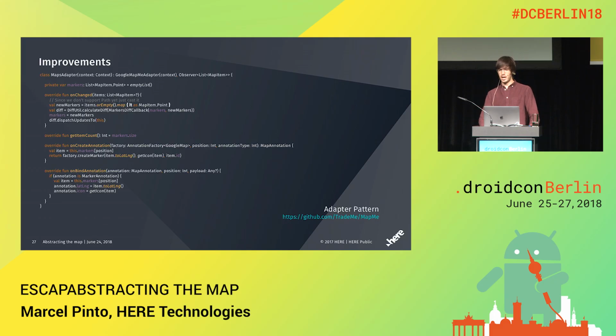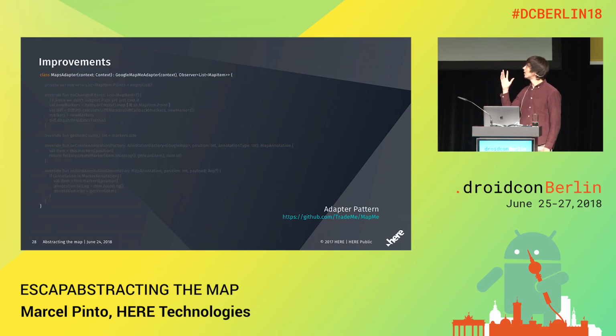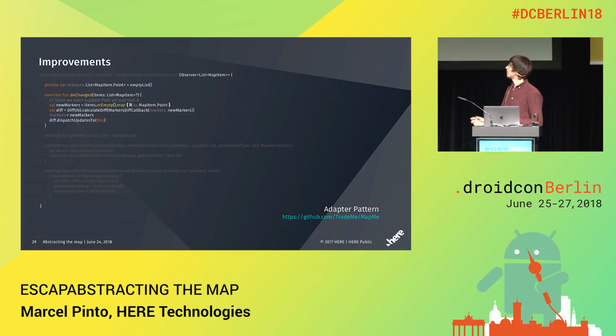So what do we have? We have the adapter extending the Google Maps, because we are using Google Maps for this example, and implementing the observer of the list. So every time the list changes, this method will be called. We get the new items, and we have the old items.